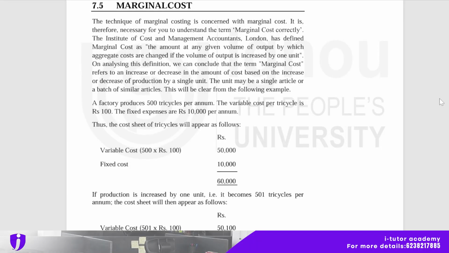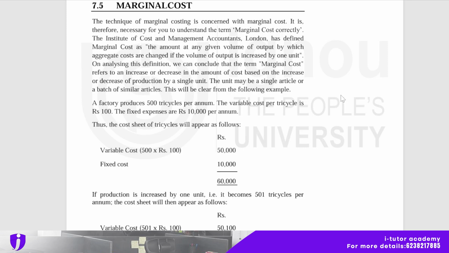In today's session, we will start with 7.5, Unit 7, MMPC 004, that is marginal cost. The technique of marginal costing is concerned with the marginal cost. It is therefore necessary for you to understand the term marginal cost correctly. The Institute of Cost and Management Accounts, London, has defined marginal cost as the amount at any given volume of output by which the aggregate costs are changed if the volume of output is increased by 1 unit.